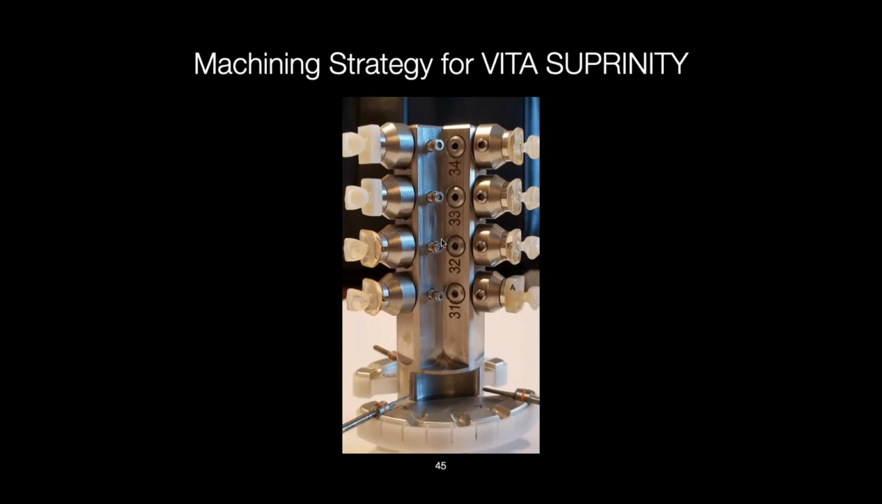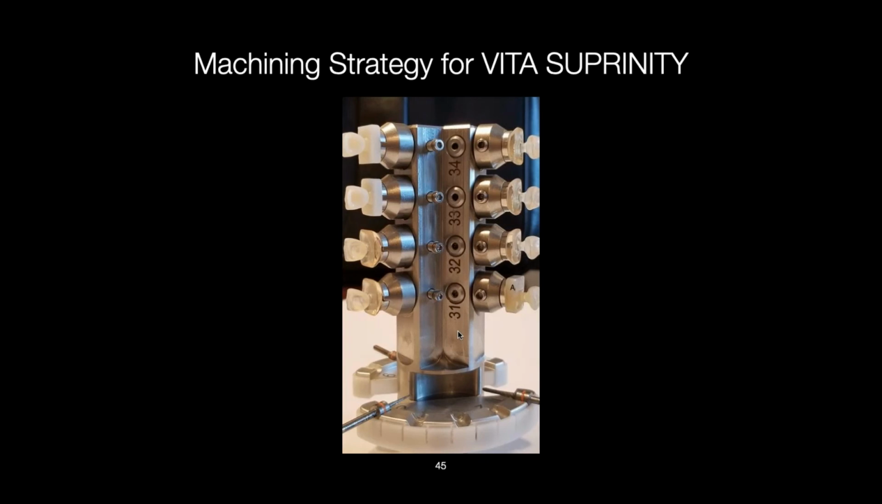And this is the Amann Girrbach machine, the holder. And this is a combination of Suprinity crowns and VITA blocks that we placed. This is a 12 holder. And then we put it in there, and then it mills all these suckers out. And you've got a good days ahead of work to get everything dialed in, make sure the margins are perfect.